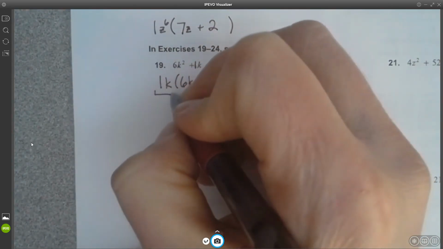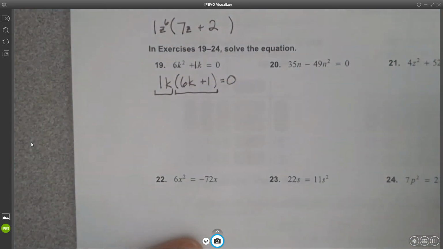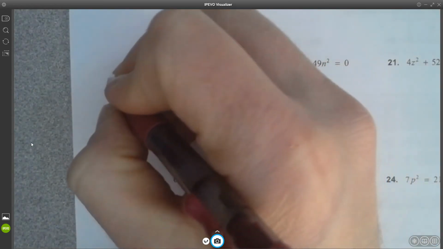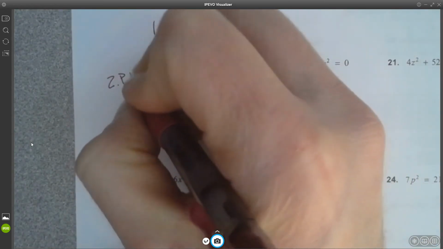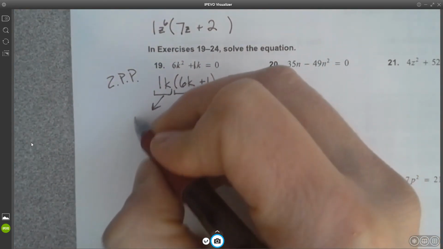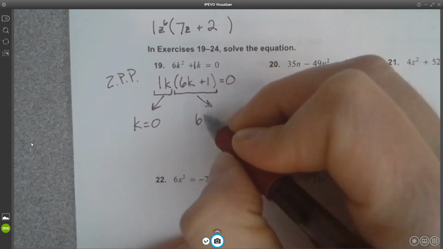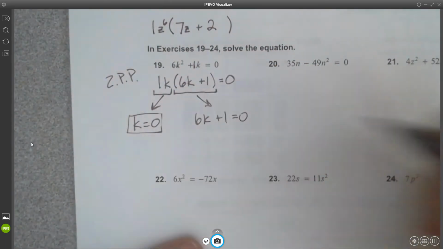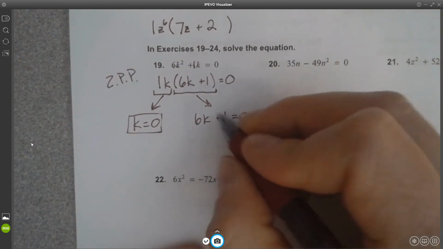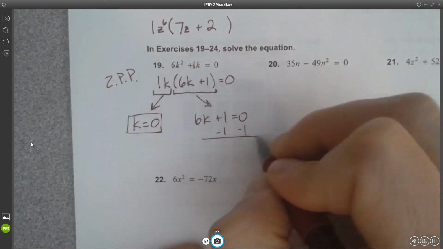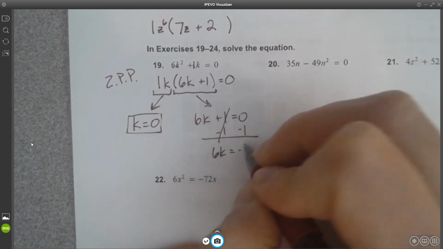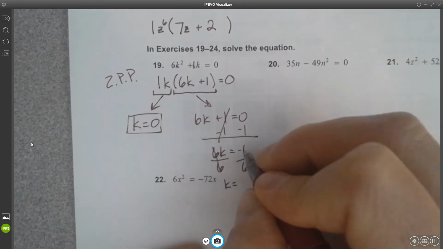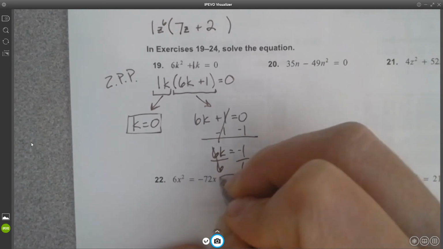Now I have two factors, just like in the first section. Now I can set them each equal to 0 by the zero product property. So 1k equals 0, and 6k plus 1 equals 0. So I don't have to do anything to solve there. That's one of my two solutions. And here I'd have to subtract the 1 from both sides, then divide by 6. So k equals negative 1/6, and that's my other answer there.